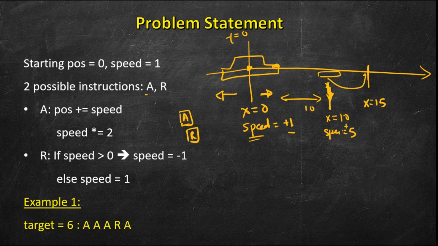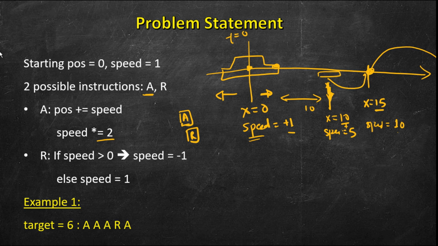And also its speed will double. Whenever you press A, meaning accelerate, its speed doubles. So speed will become 10 instead of 5, and the position will become 15. If you press A again, it will again add the speed, that is 10. It will come here, become 25, and the speed will become 20.